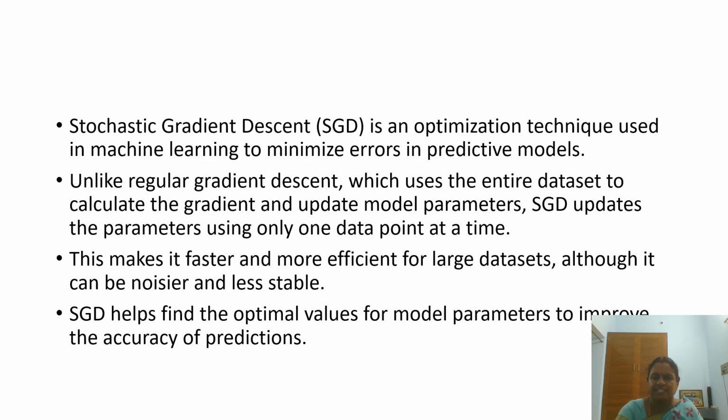The purpose of SGD, that is stochastic gradient descent, is an optimization technique which is used in machine learning to minimize the errors in predictive models. Unlike regular gradient descent, which uses the entire dataset to calculate the gradient and update the model parameters, SGD updates the parameters using only one data point at a time. This makes it faster and more efficient for large datasets, although it can be noisier and less stable. Moreover, SGD helps to find the optimal values for model parameters to improve the accuracy of the predictions.